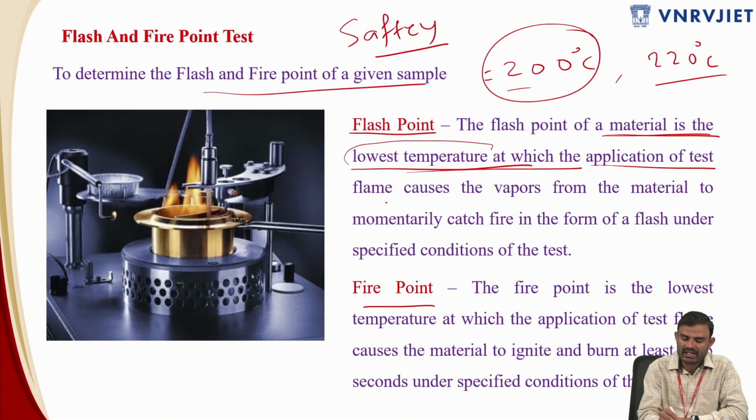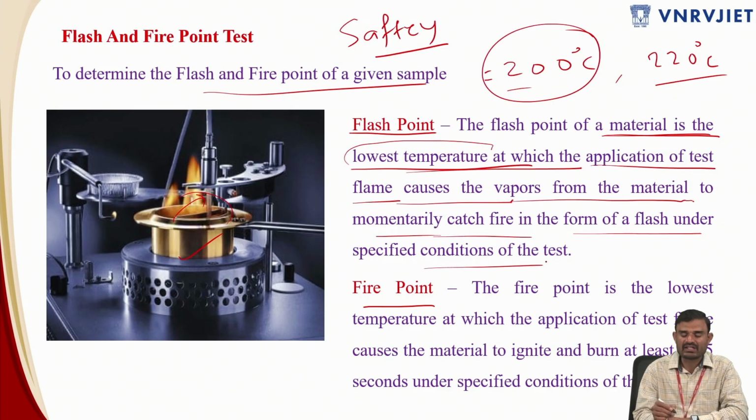So the flash point of the material is the lowest temperature at which the application of the test flame, a small amount of flame brought very close to the bitumen sample which is heating, causes the vapor coming from the bitumen to catch fire momentarily in the form of a flash under the specified conditions of the test. That is a very easy definition. It is the lowest temperature at which the vapors from the bitumen sample catch fire momentarily for a small fraction of time when you bring the flame very close to the sample. So that is the flash point.